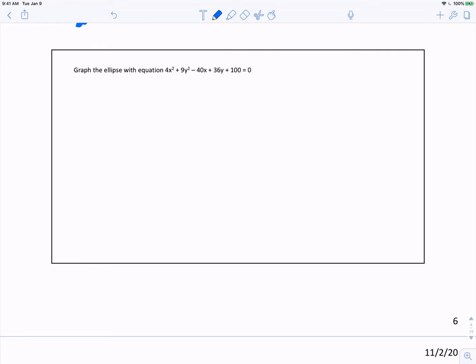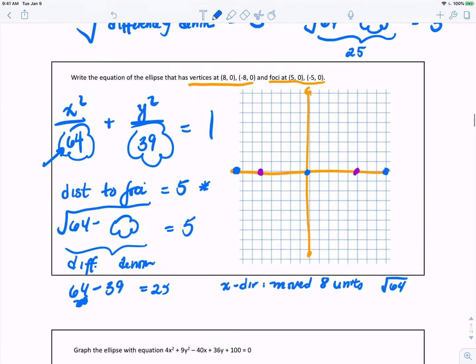In this last section, we're going to return to graphing ellipses which aren't in standard form. So here's an example. Graph the ellipse with this equation. Now this is going to be more complicated than the last one we did, and let me show you why.